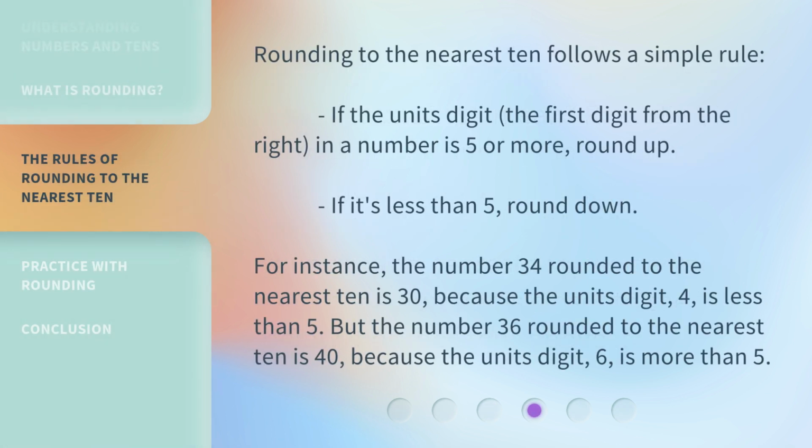Rounding to the nearest 10 follows a simple rule. If the units digit, the first digit from the right, in a number is 5 or more, round up. If it's less than 5, round down. For instance, the number 34 rounded to the nearest 10 is 30, because the units digit, 4, is less than 5. But the number 36 rounded to the nearest 10 is 40, because the units digit, 6, is more than 5.